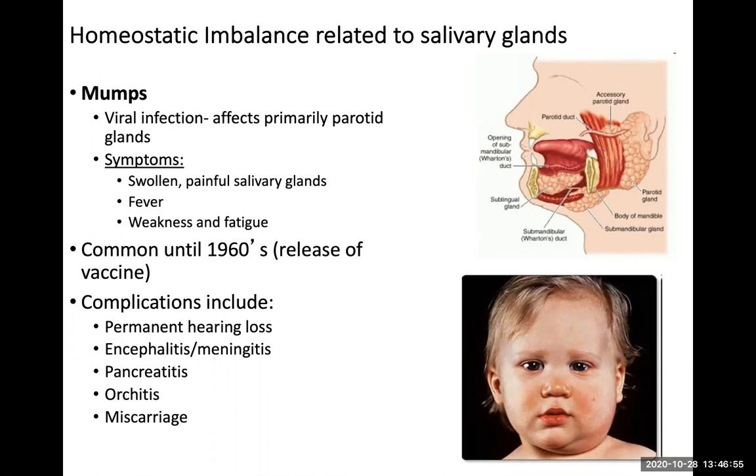oftentimes were left sterile. If this person was an adult female who was pregnant, mumps often results in miscarriage because the developing embryo or fetus becomes infected, and then permanent hearing loss is a relatively common side effect of infection with mumps.